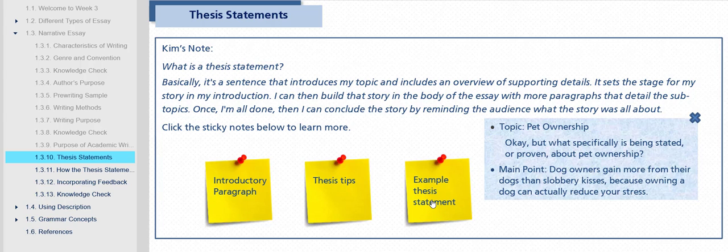Here is an example thesis statement. Topic: pet ownership. Okay, but what specifically is being stated or proven about pet ownership? Thesis statement, or main point: Dog owners gain more from their dogs than slobbery kisses because owning a dog can actually reduce your stress. So that is the main point of the essay, and that's known as a thesis statement.